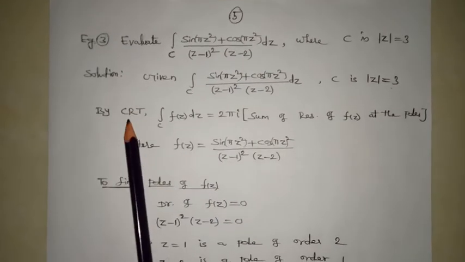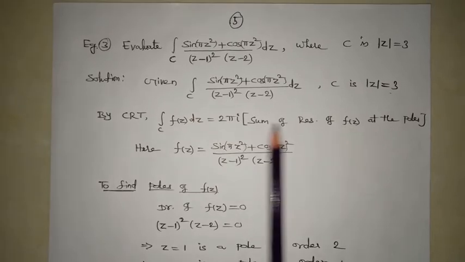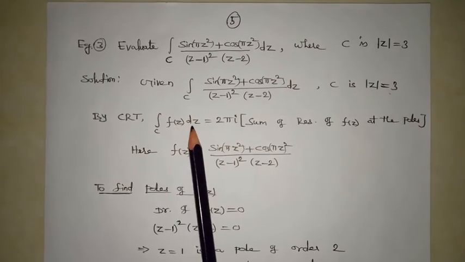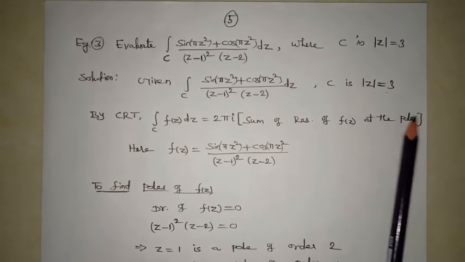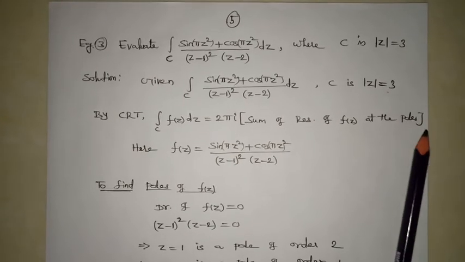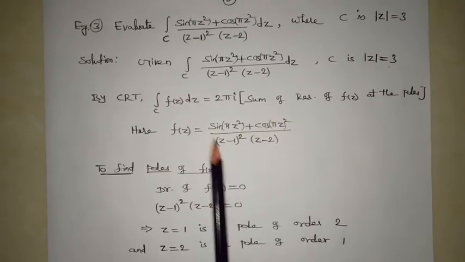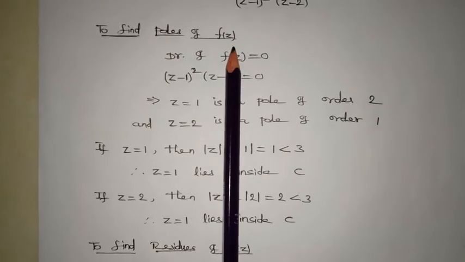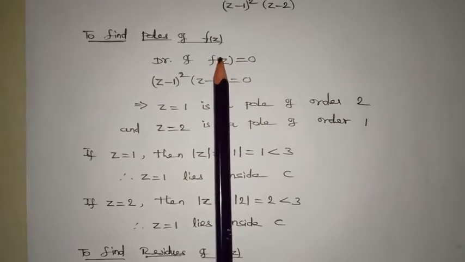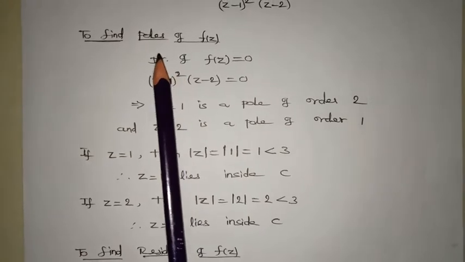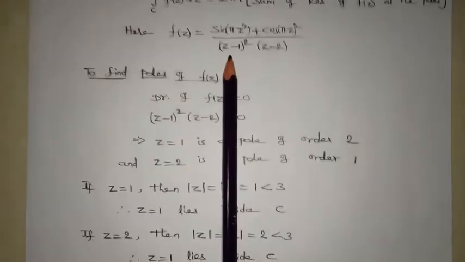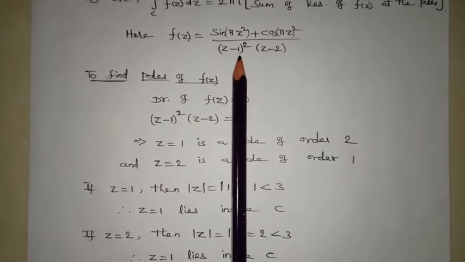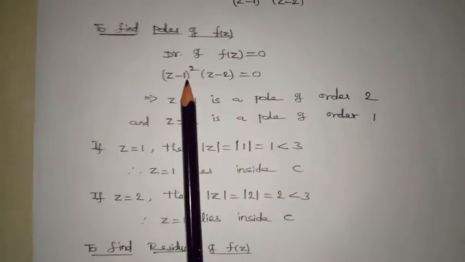Next, by Cauchy residue theorem, write the statement of the residue theorem. What is the statement? Integral over C of f of z dz is equal to 2 pi i times the sum of the residues of f of z at the poles. The poles must be inside C. Don't forget that point. Now here f of z is the integrand. Next, find the poles of f of z. How to find poles? We have already discussed in the previous problem. If you want to find poles, always equate the denominator to 0. Here the denominator of the function f of z is z minus 1 whole square into z minus 2. Equate that with 0.